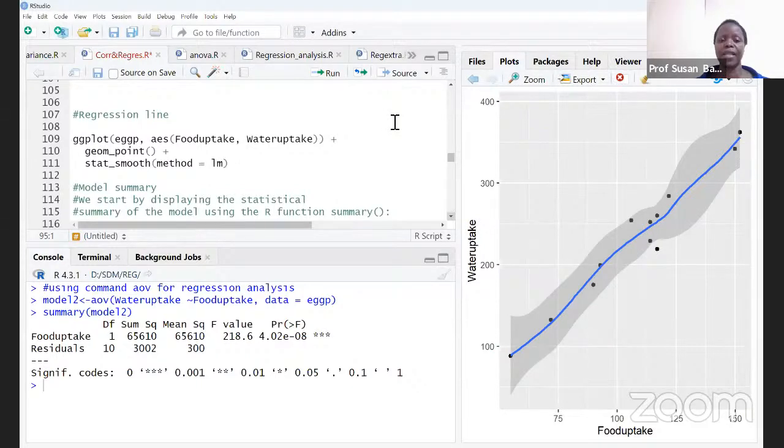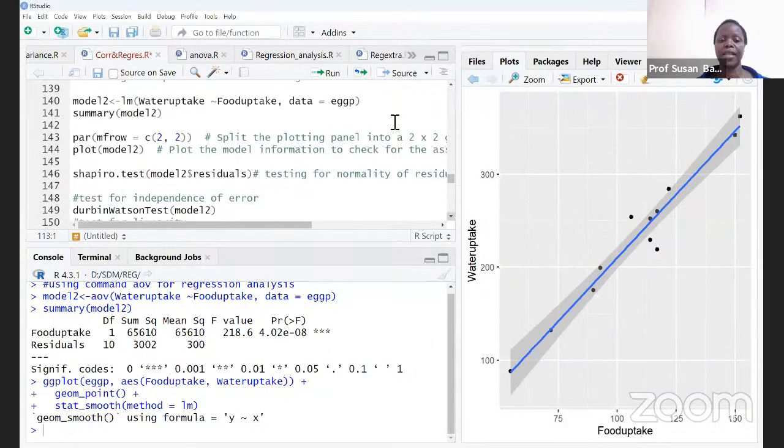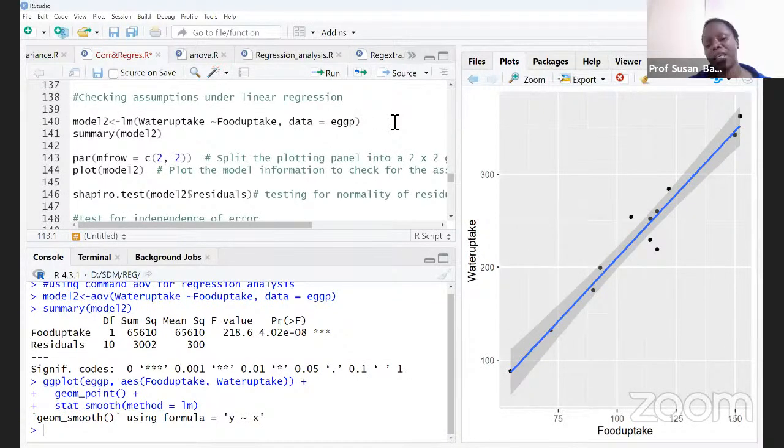Between the response and the independent variable. The second one is that the residuals should be normally distributed with mean 0 and constant variance. They should be independent. And also the response should be normally distributed with mean mu and constant variance sigma squared.